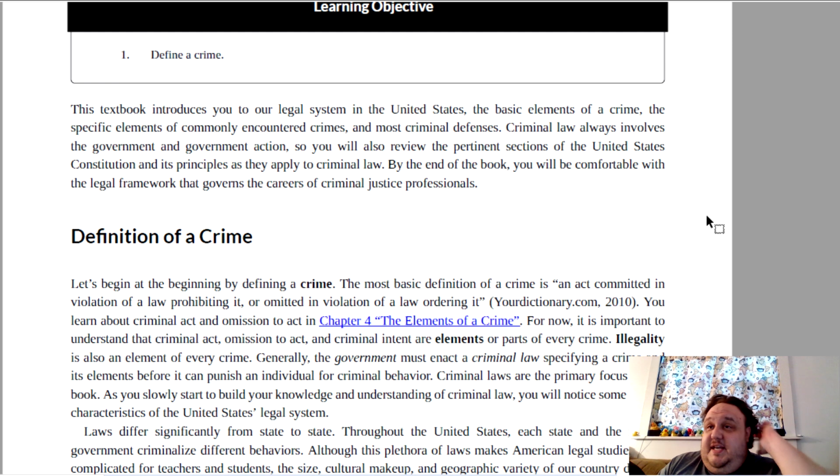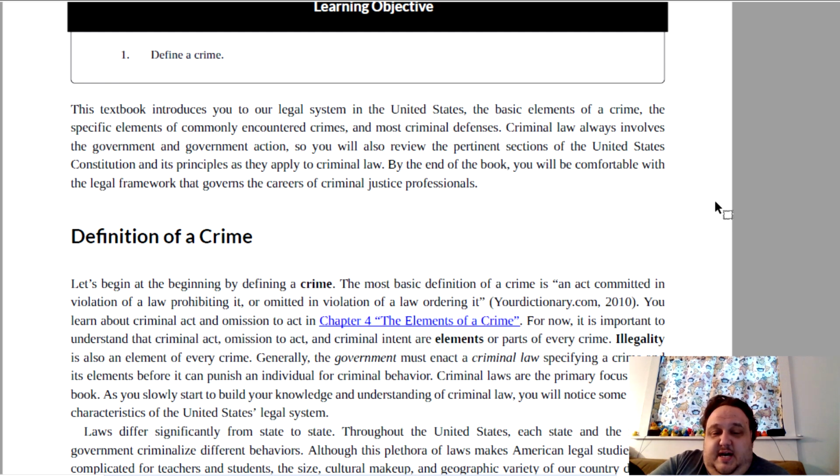Obviously, if you're in criminal justice, I would assume that you know what a crime is, but our textbook gives us a definition from yourdictionary.com, 2010. What is a crime? It is an act committed in violation of a law prohibiting it, or omitted in violation of a law ordering it. Basically, you did something you weren't supposed to, or you didn't do something you were supposed to do. That's really the basic definition of what a crime is.